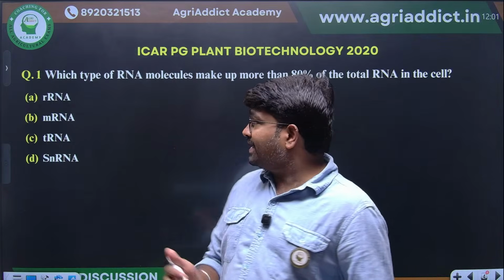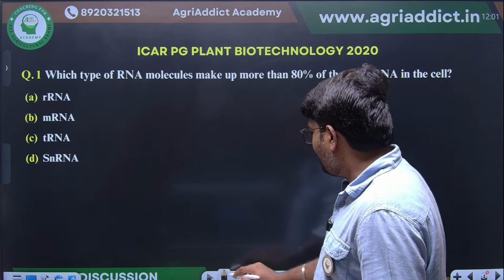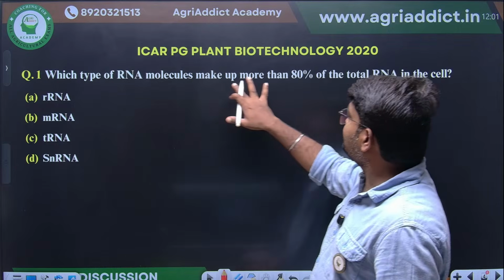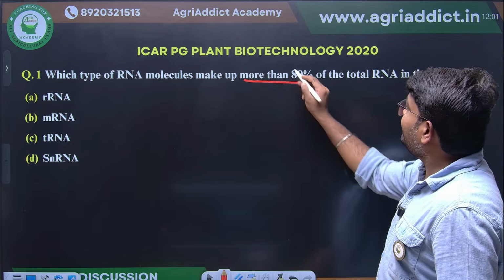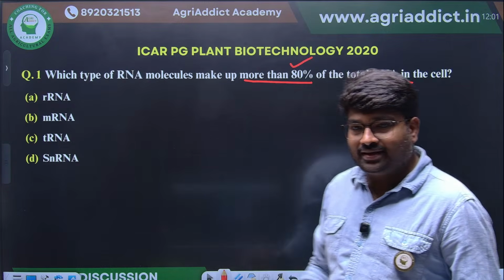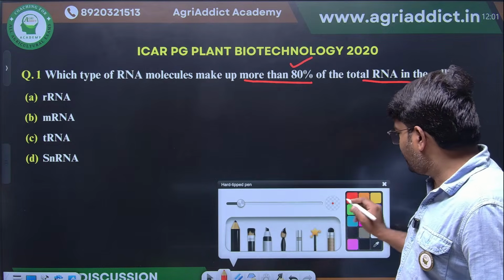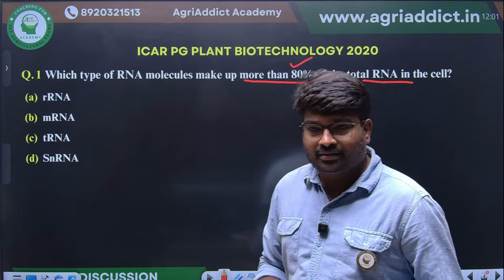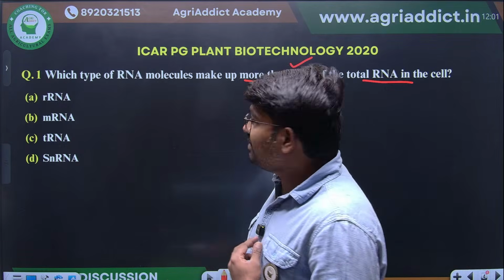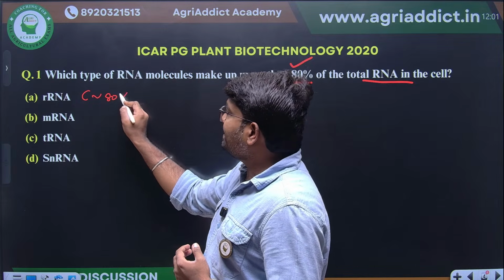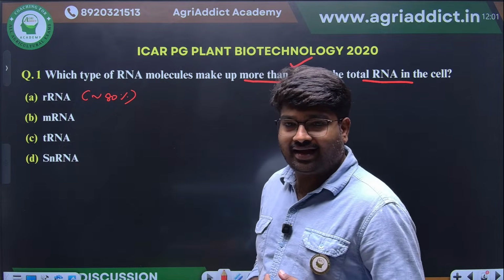First question, what they are asking. Which type of RNA molecules makes up more than 80% of total RNA in the cells? More than 80% of total RNA in the cell is made up of which type of RNA? Yes, ribosomal RNA. Very good. Ribosomal RNA will be present approximately 80% of total RNA in the cells.